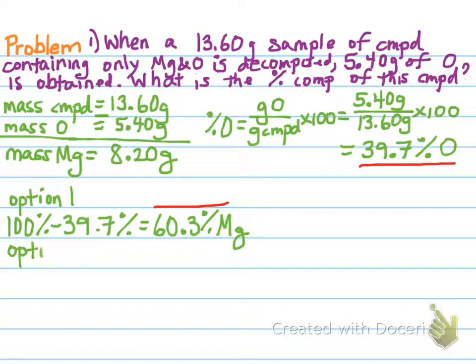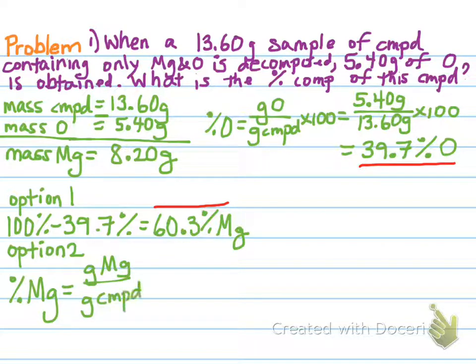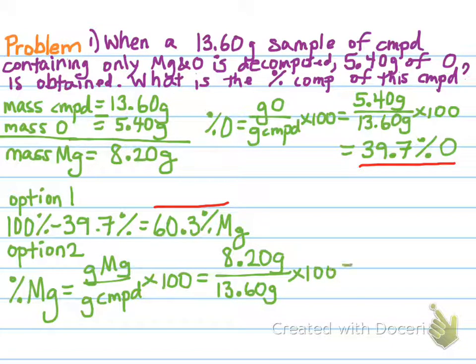I would suggest that you always do option number 2, which is pretty much you're going to repeat the calculation you already did for oxygen, but now for magnesium. So you're going to do your grams of magnesium over the grams of your compound times 100. Again, we figured out the grams of magnesium to be 8.20 grams. The grams of our compound was 13.60 grams times 100. Okay? And again, you should get 60.3% magnesium.